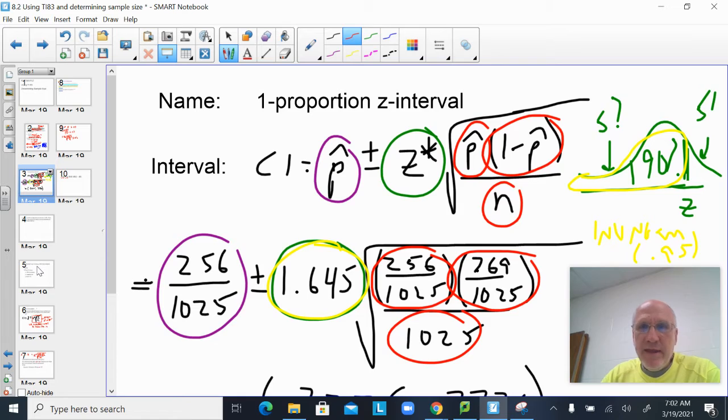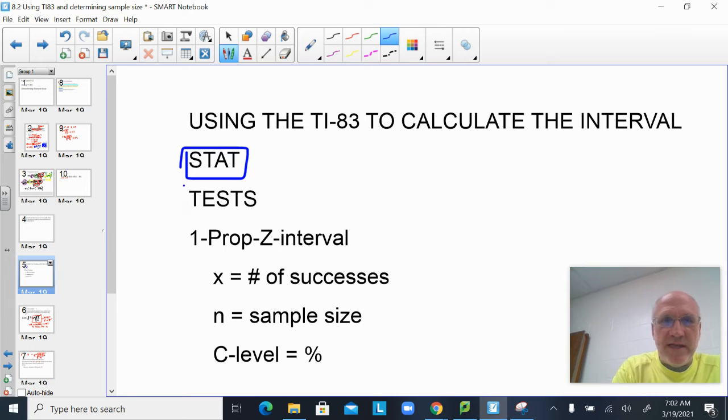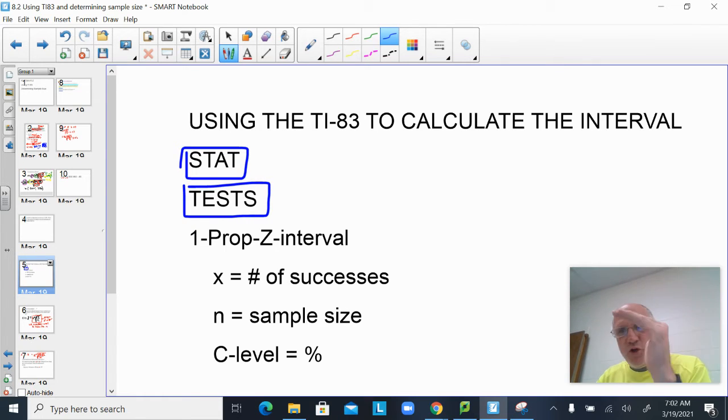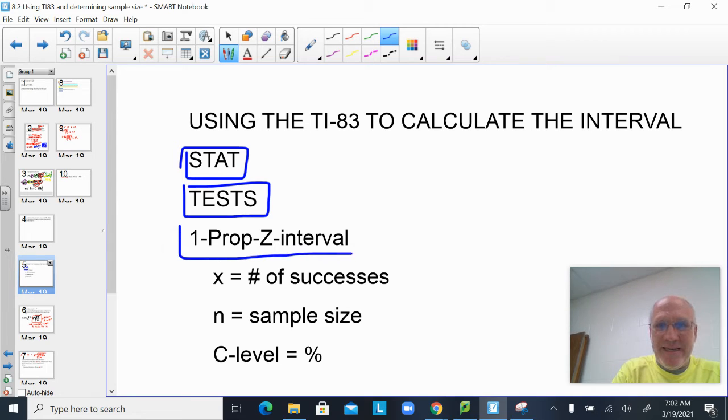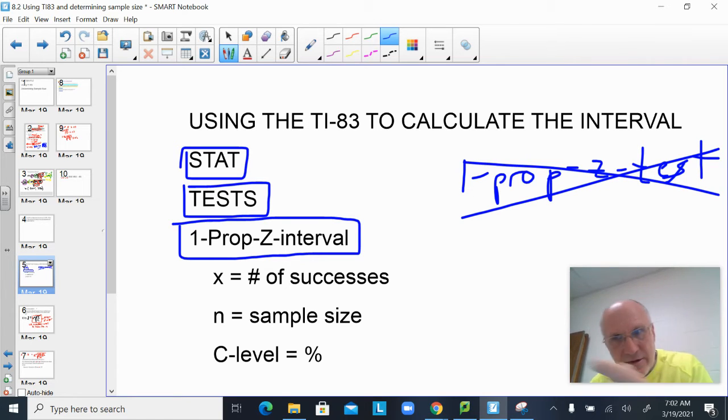So here's how we use the TI-83 to calculate the interval. You hit the stat button, then go over to the right to where it says tests, and you've got a lot of choices in that menu. You want to pick one proportion Z interval. There's also one that says a one proportion Z test. Not text, test. You don't want that one. We'll need that one next chapter. So be careful: one proportion Z interval.